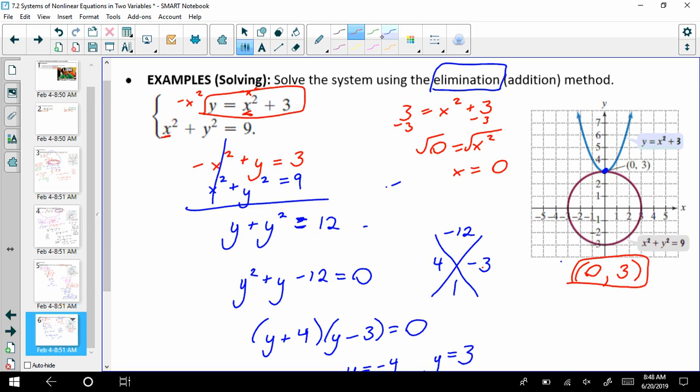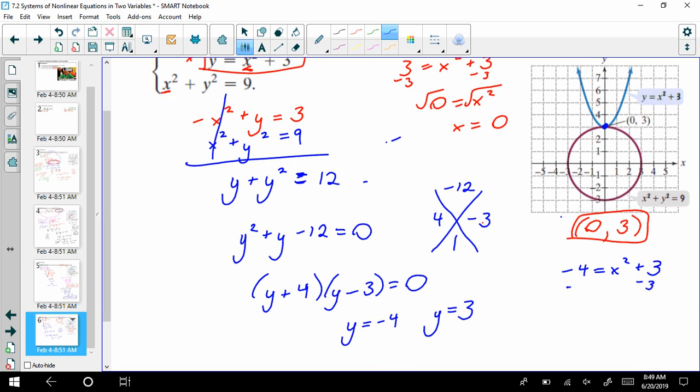Let's see what happens. If I plug negative 4 in for y, because that was the other y I found, I'm going to subtract 3, and then square root. Technically, I would get plus minus i square root 7, because the negative under the square root would come out as i. It's imaginary. That's why you're not seeing that ordered pair show up on the graph. You're not going to see it plotted. So that's actually a dead end. So I do only have one answer, (0, 3).